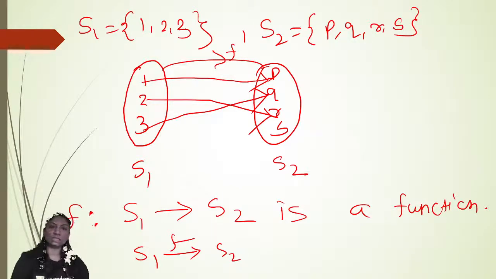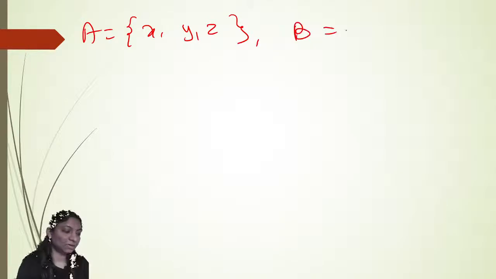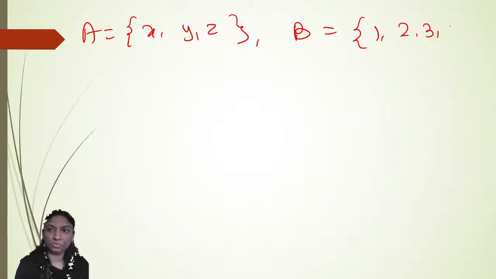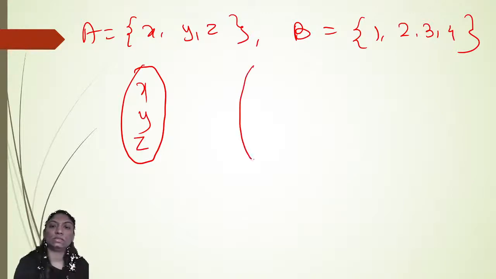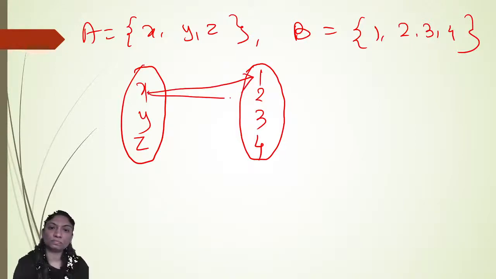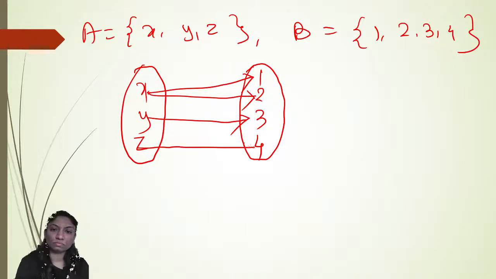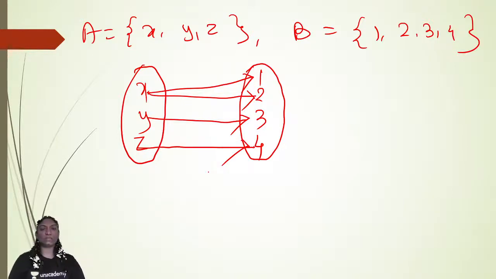But now we will see the next example in which suppose A is equal to {x, y, z} and B is equal to {1, 2, 3, 4}, and the function is defined by x, y, z to 1, 2, 3, 4. Okay, now can you tell me whether this is a function or not? Is this a function?